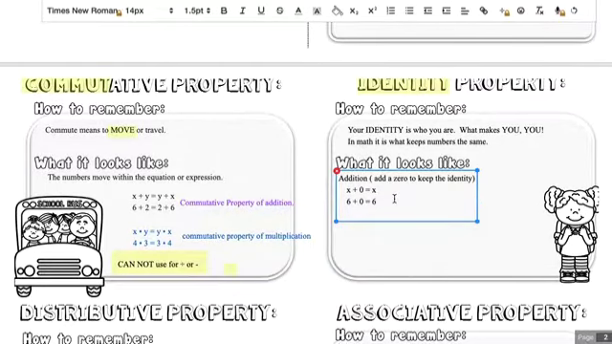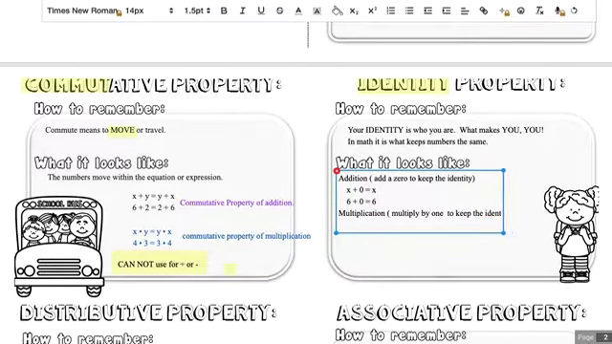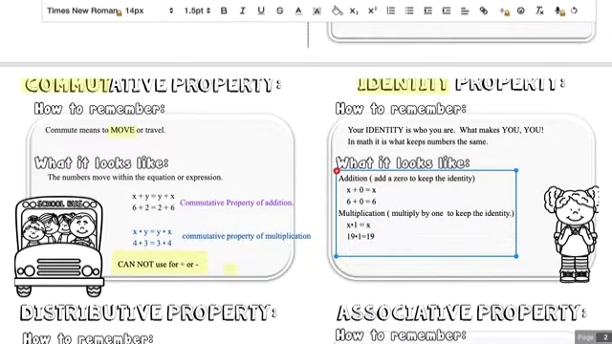With multiplication, we're going to multiply by 1 to keep the identity. In algebra, that might look like x times 1 equals x. In real numbers, that might look like 19 times 1 equals 19. Super important, keep it in mind. Whenever something looks the same on one side or the other, it means it's the identity.